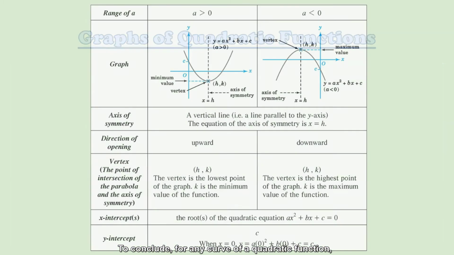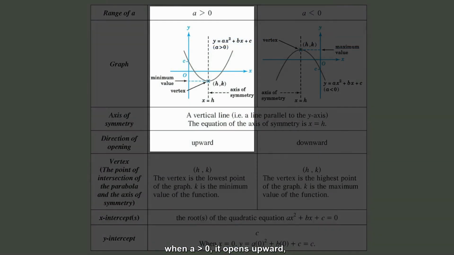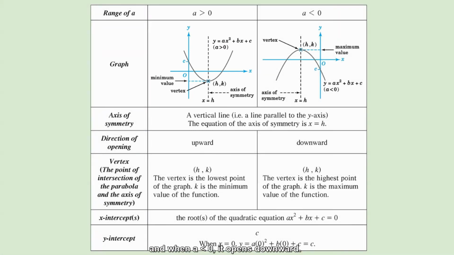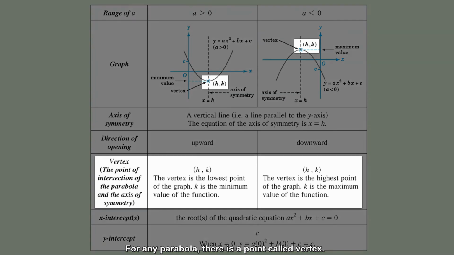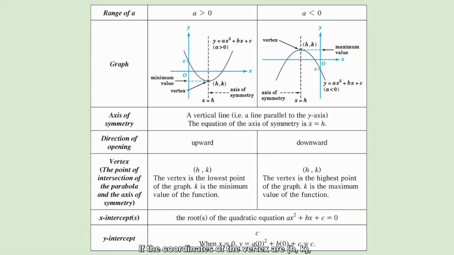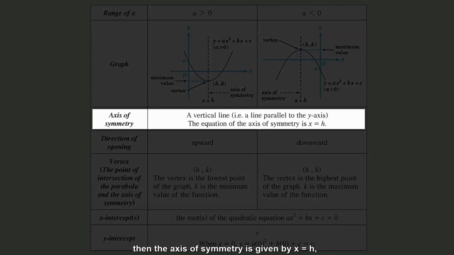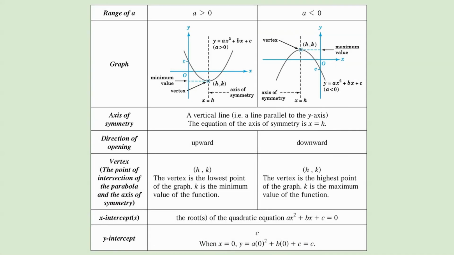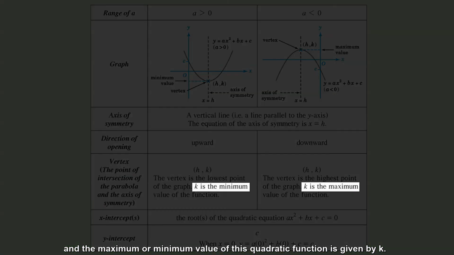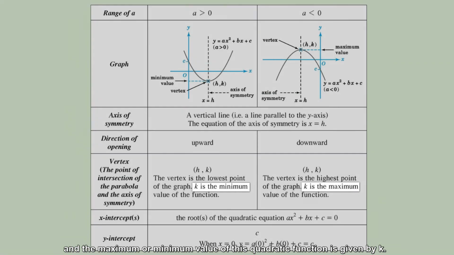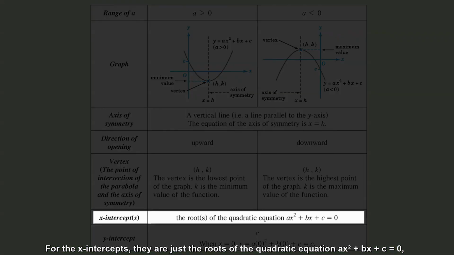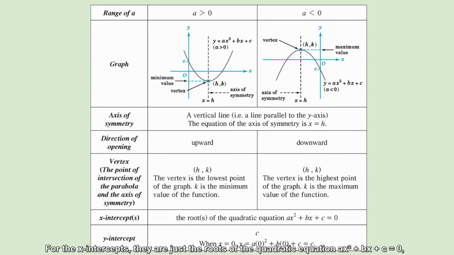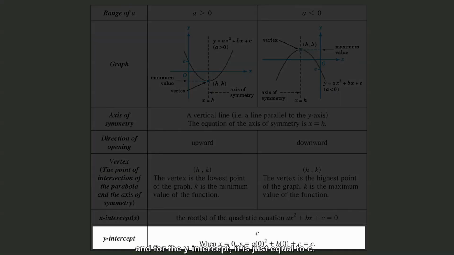To conclude, for any curve of a quadratic function, when a is positive, it opens upward, and when a is negative, it opens downward. For any parabola, there is a point called the vertex. If the coordinates of the vertex are (h, k), then the axis of symmetry is given by x equals h, and the maximum or minimum value of this quadratic function is given by k. For the x-intercepts, they are just the roots of the quadratic equation ax squared plus bx plus c equals 0. And for the y-intercept, it is just equal to c.